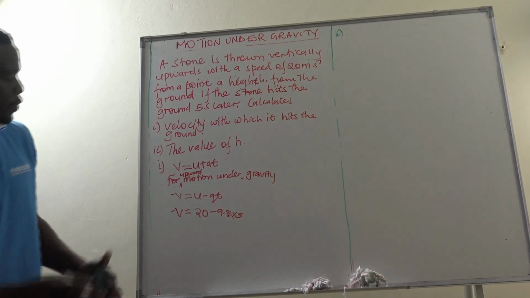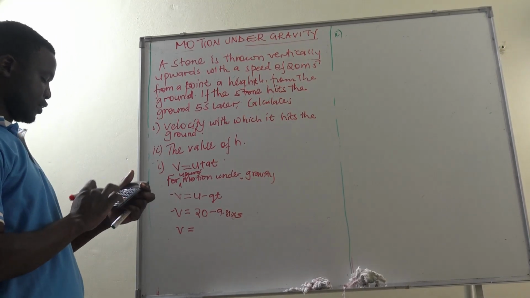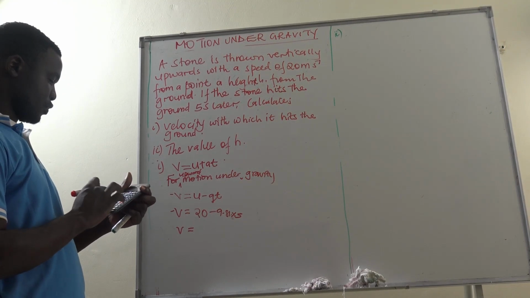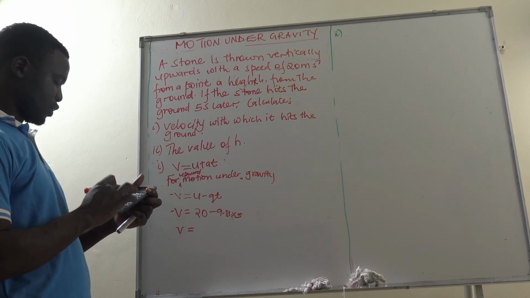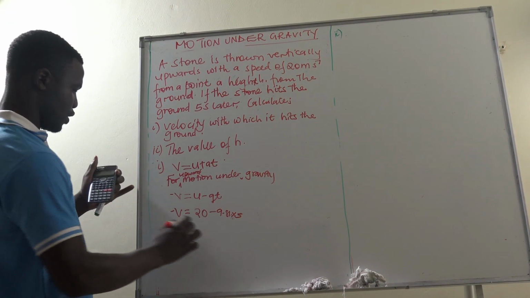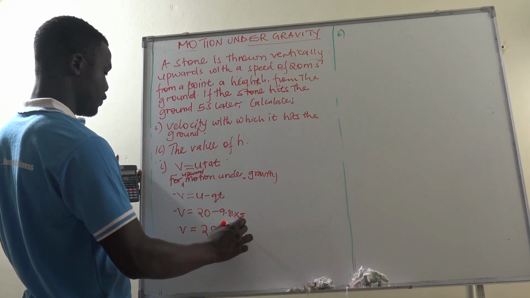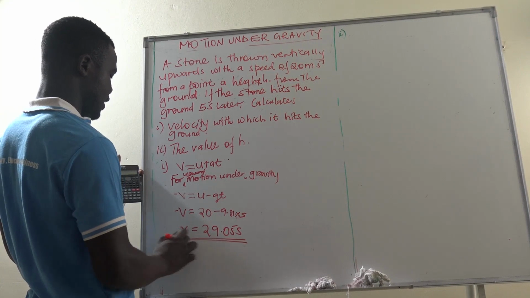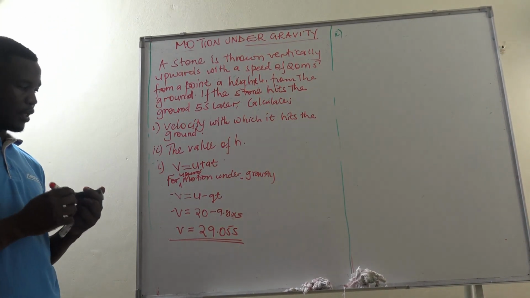So the value of v here, computing, is 20 minus 9.81 times 5. So our v is 29.05 meters per second. That is the velocity with which the stone hits the ground.